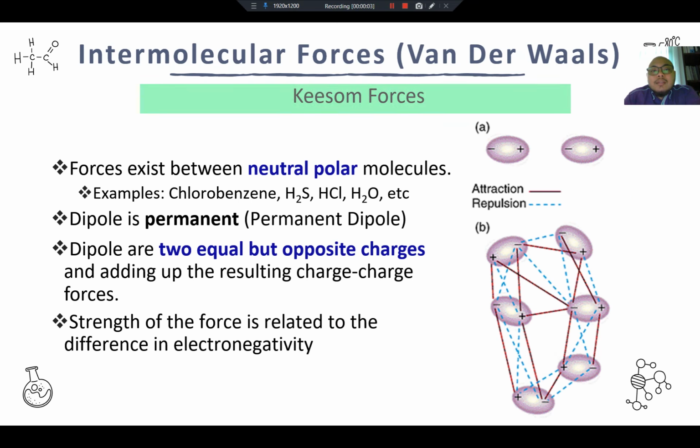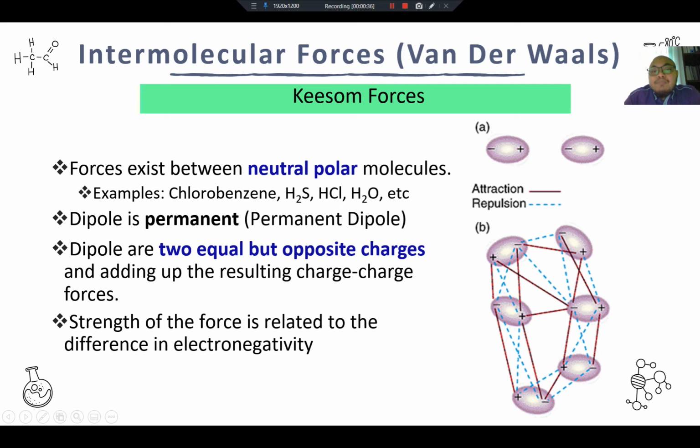Alright, still under Keesom forces. Forces exist between neutral polar molecules. Remember, for the Keesom forces, as I mentioned, they must be between molecules, so not ionized, not even an ion. And the molecule must be polar. I think we already learned about the example previously, so the dipole is permanent, or we call them molecules that contain a permanent dipole.